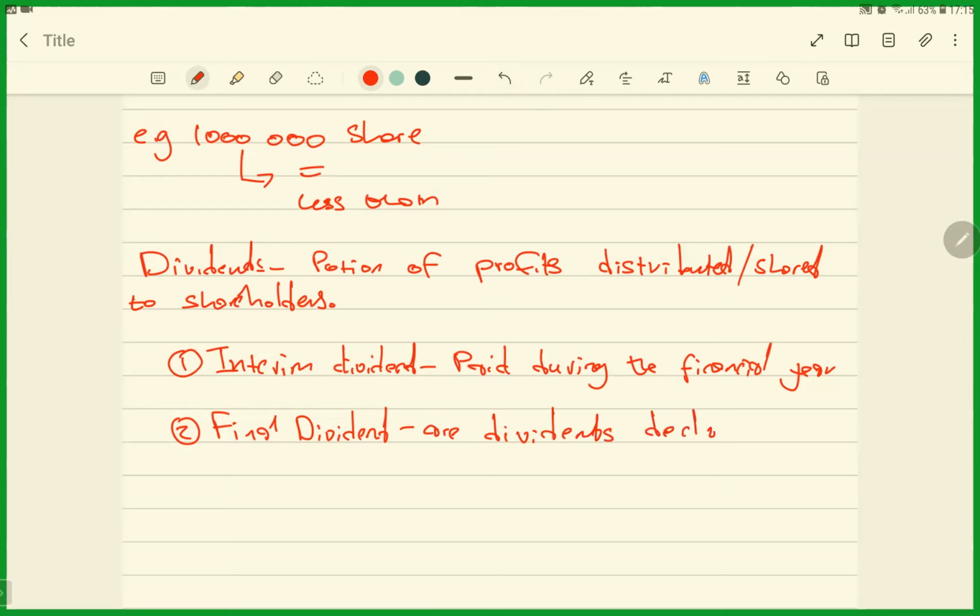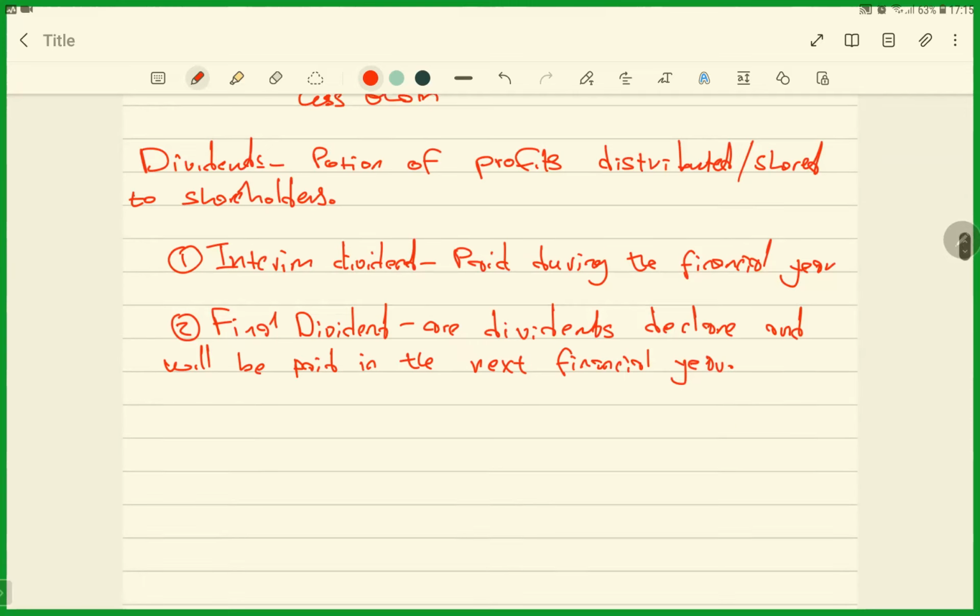Dividends declared and will be paid in the next financial year. So every time you see final dividends, you have to see shareholders for dividends.